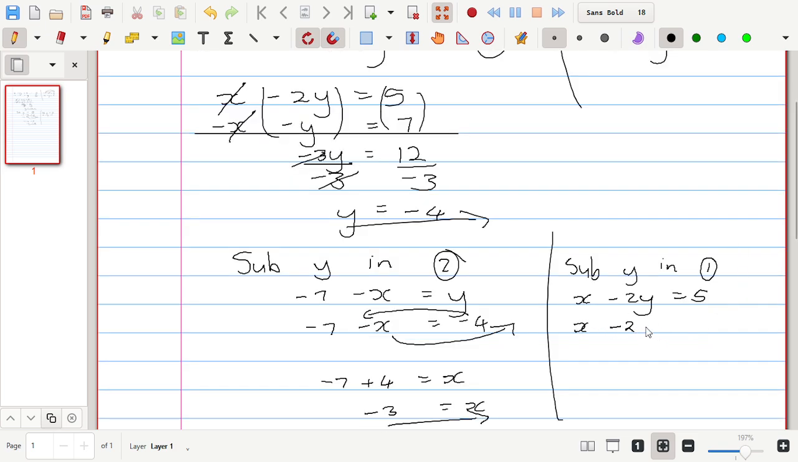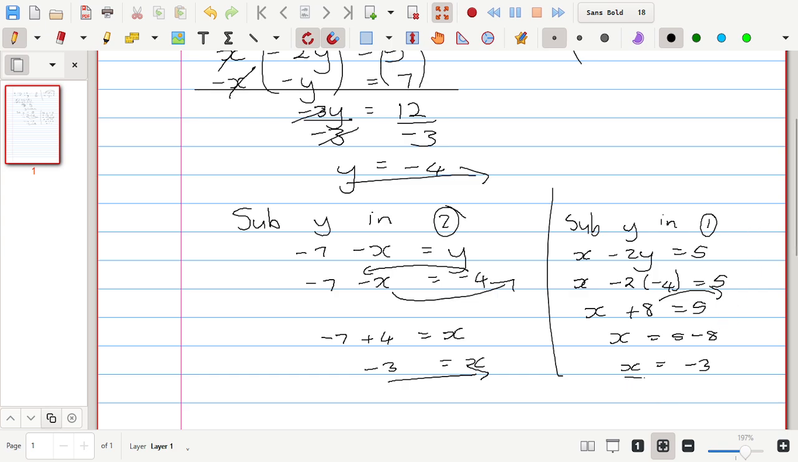x minus 2 times minus 4 is equal to 5. So x and then minus 2 times minus 4, that's positive 8, is equal to 5. Let's take the positive 8 over. You get x is equal to 5 minus 8. x will be equal to 5 minus 8, which is minus 3. There we are, we got exactly the same answer.